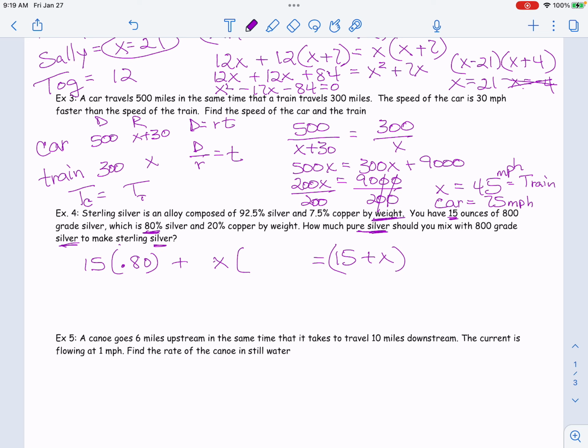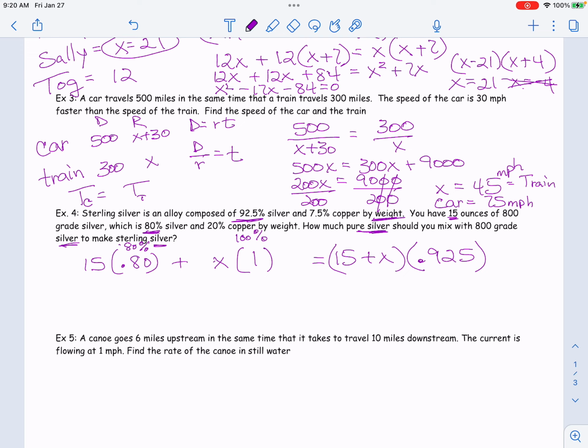So we're going to add x, this is 100% silver. This is 80% silver. So when we put it in our problem, we have to convert it to a decimal. So that would give you 1. And then what we're trying to get to is sterling silver, which is 92.5%. So it's 0.925.